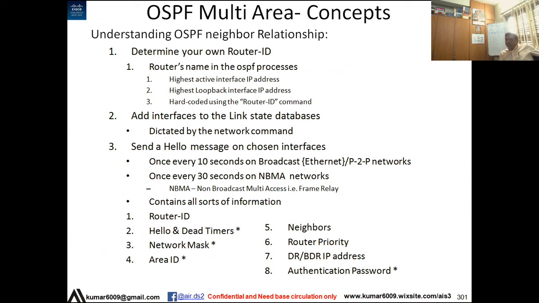If you configure Frame Relay or some other non-broadcast networks, like WAN, we cannot do broadcasting. Non-broadcast networks, there we will send every 30 seconds.